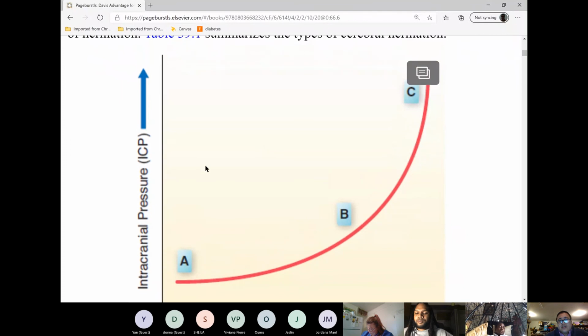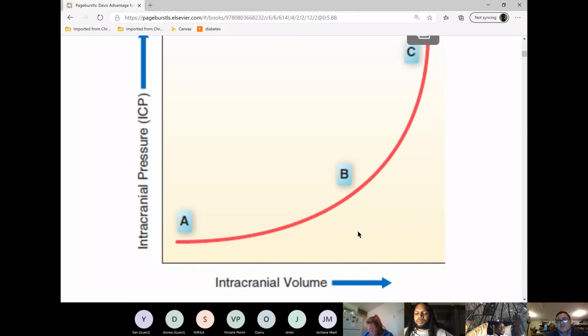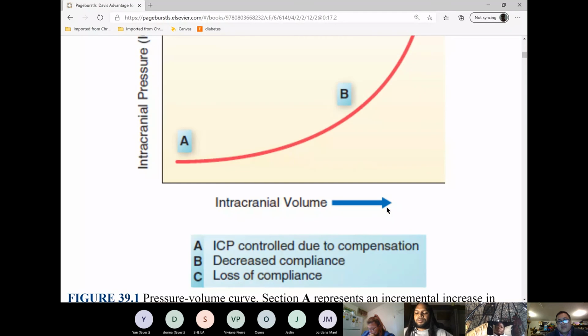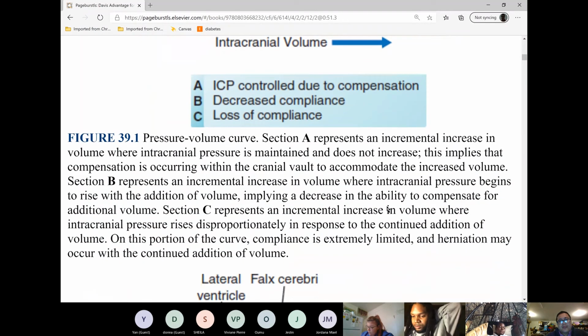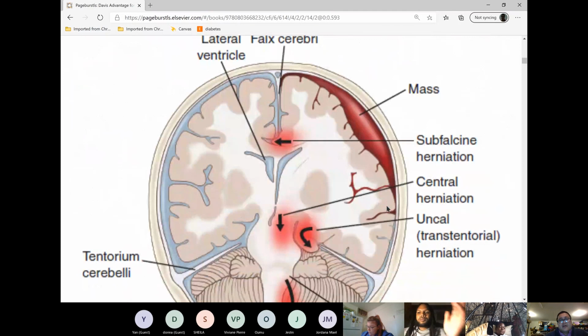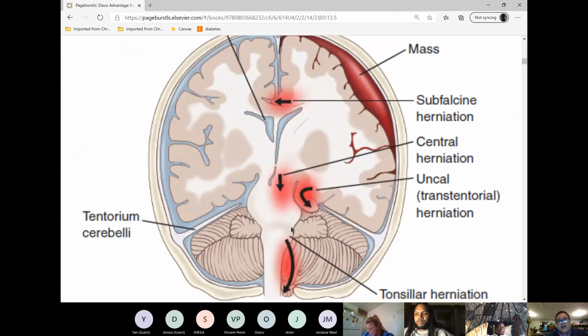And here is the intracranial pressure. As your intracranial pressure rises, the volume also increases. Therefore, there will be herniation as a result. If volume increases, so does the pressure. So here are some areas. Let's look at a few parts of our brain, of our skull, sorry.